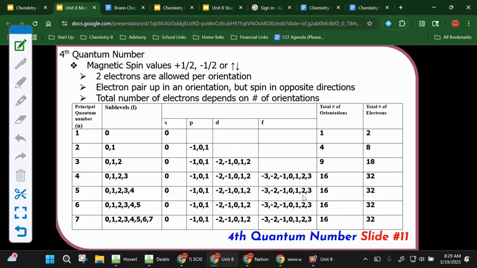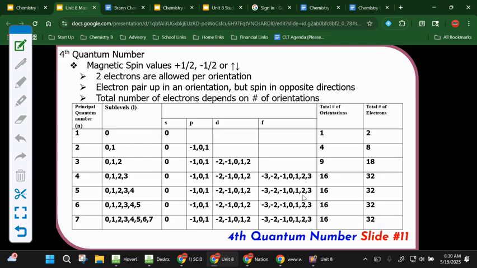3rd energy level. You have the 0, the 1, and the 2. 0 to n minus 1. 0, 1, and 2. So you would have an S, you would have 3 P's, and now because of the 2, you can go -2, -1, 0, 1, and 2. The values from -L to L. There are 5 orientations of a D there. 5. Which means now we have a total of 18 electrons. 5, 3, and 1 is 9 orientations in the third level.